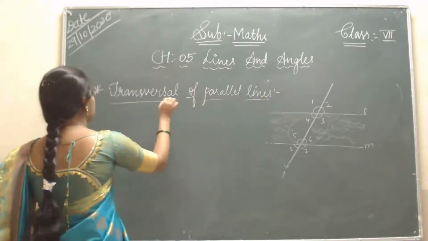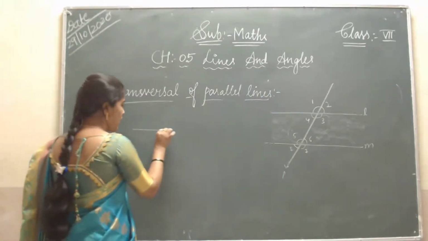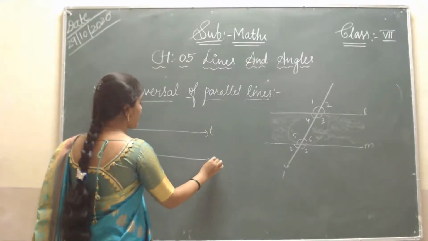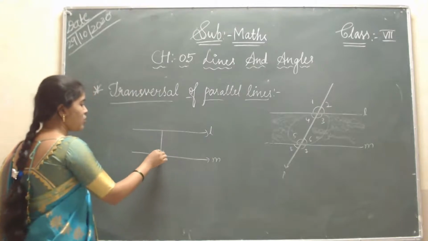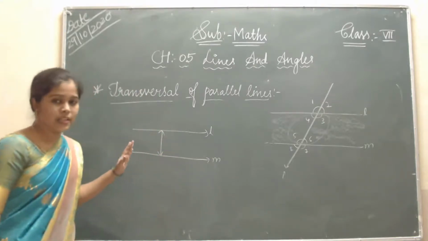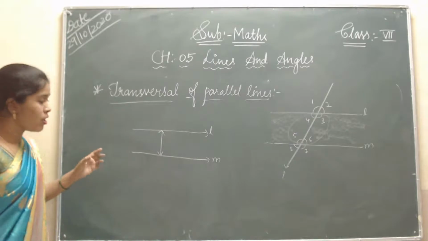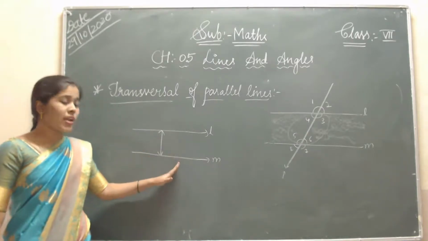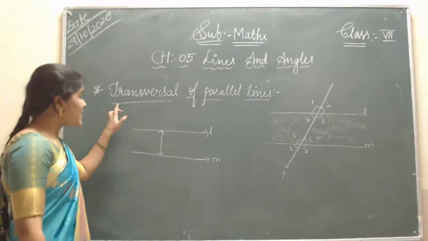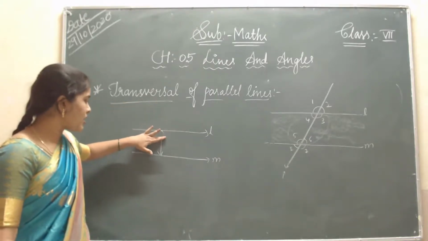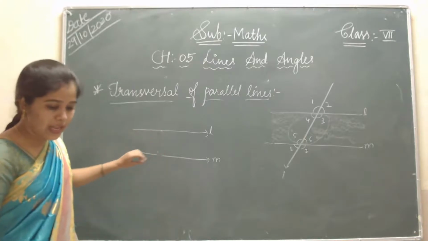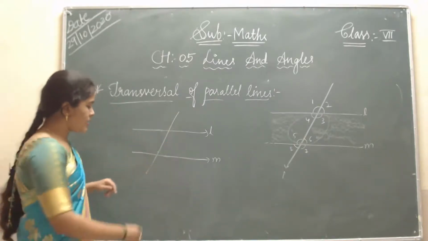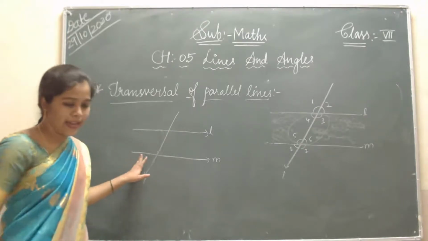We know, what are parallel lines? Like a train track, L, M. They never meet. The distance between the two is always equal. They move in the same direction. So these are the parallel lines. They never meet. So L and M are parallel lines. On these parallel lines, the transversal line. See here, this P is a transversal line of the parallel lines.